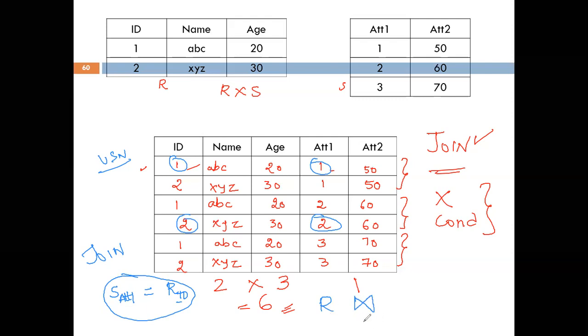So the attribute on the R side is ID. ID is equal to ATT1. On the other side, the relation name is S. So R followed by this particular join operation, and on the other side, the table name is S. So this is the join operation where we combine the rows of two tables. And the difference between the Cartesian product and the join operation, you must understand it.